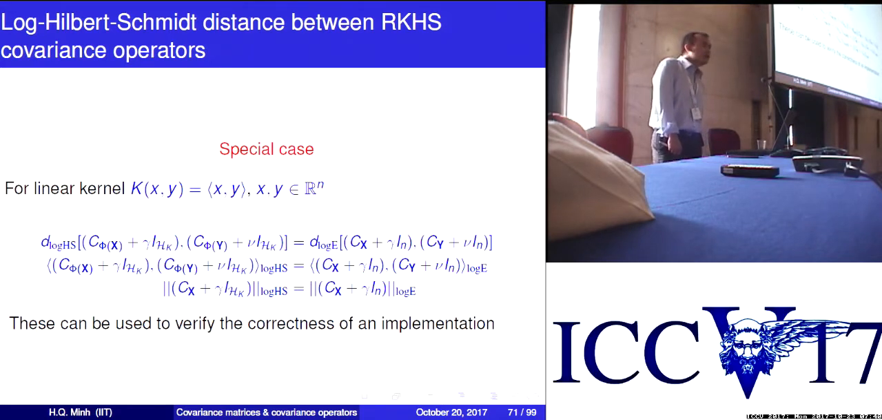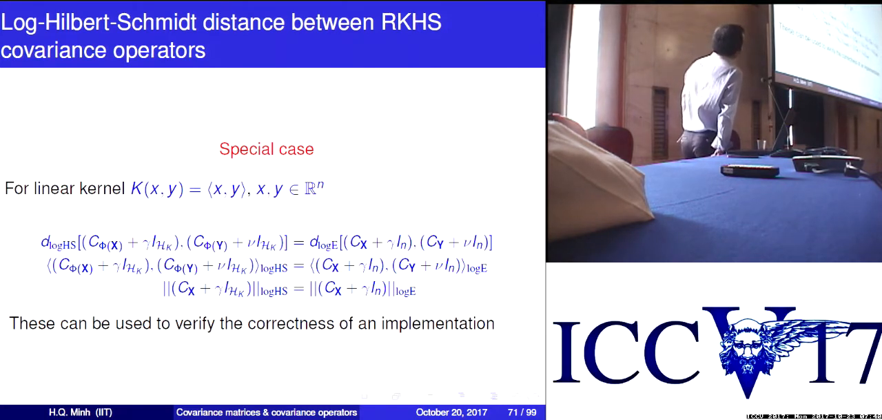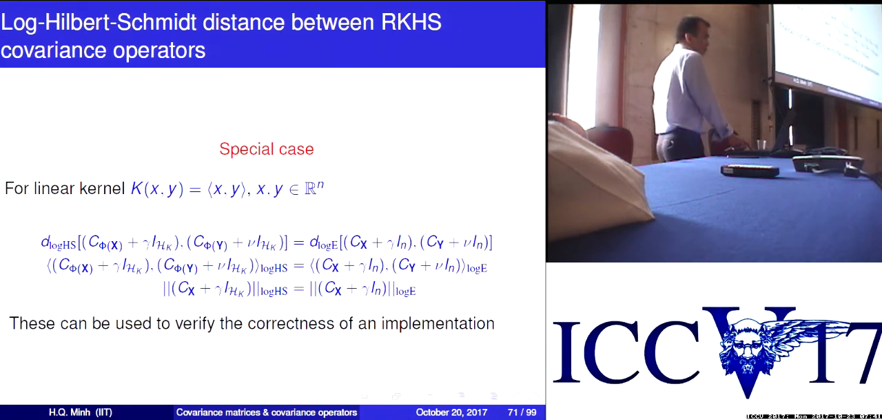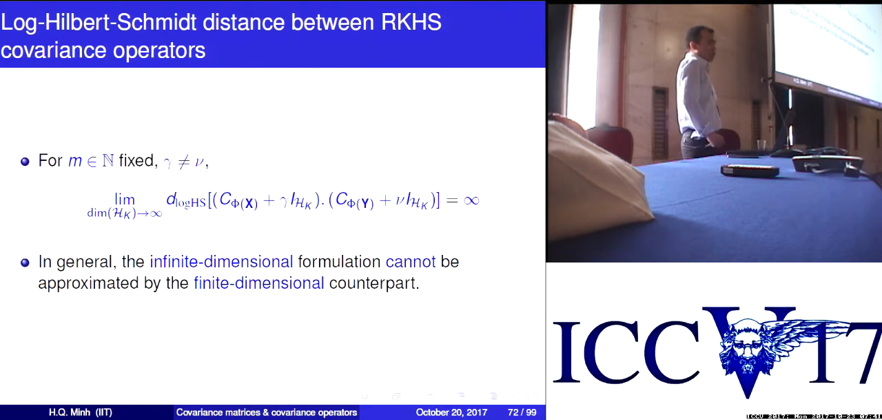And again, in the case when we have the linear kernel, the log HS distance between phi x plus gamma I and phi y plus nu I has to be the same as the log-Euclidean distance between the covariance matrices Cx plus gamma I and Cy plus nu I. And the same thing for the inner product and the norm. So this is also basically the way to verify whether the formula is correct in the case of the linear kernel. Once again, when gamma is not equal to nu, then this actually goes to infinity when the dimension of HK goes to infinity. So the infinite dimensional formulation cannot be approximated by the finite dimensional case if gamma is not the same as nu.